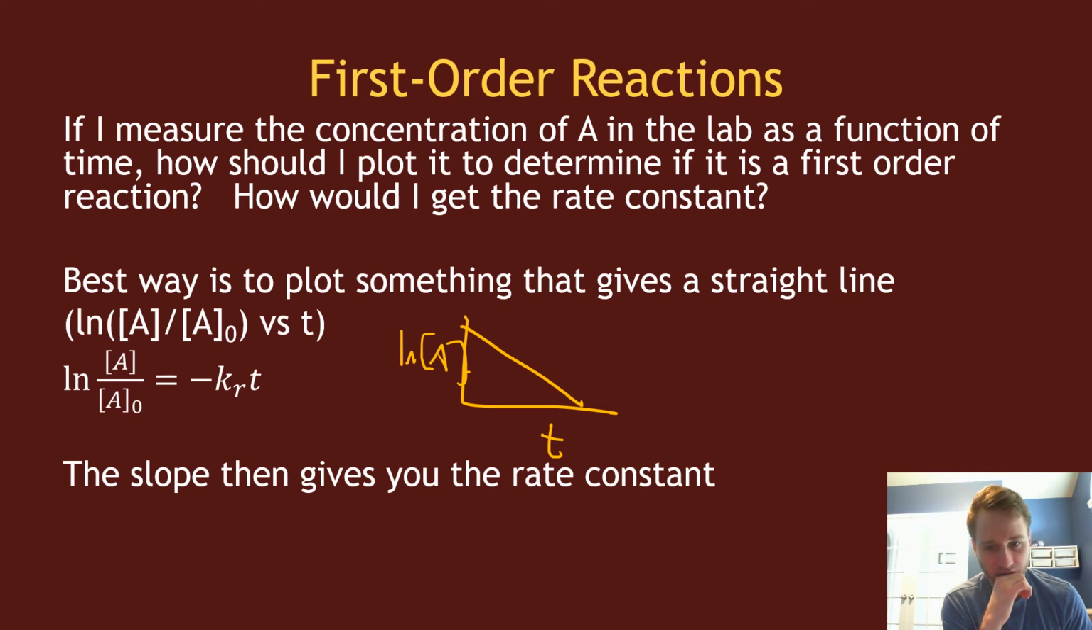And that slope here is just equal to minus the rate constant of the reaction, okay? And so doing that in lab would let you know, hey, this is a first order reaction if that's a straight line. If we don't get a straight line, it's not first order, and it's a reaction of some other order with respect to A.